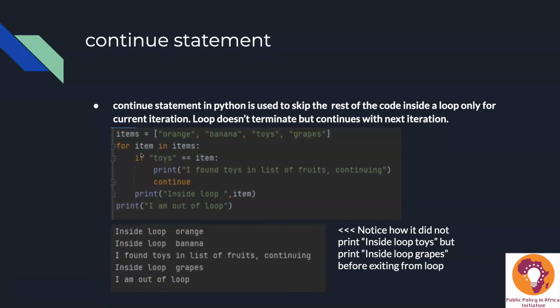And then our next iteration, now item is equal to grapes. If toys is equal to item, it's not, because this is like toys equal grapes. So that evaluates to false. We print this statement here, print inside loop items, we inside loop grapes, and then we exit the loop because we've reached the end of our list and we only iterated each item in that list. So then we're out of the loop here.